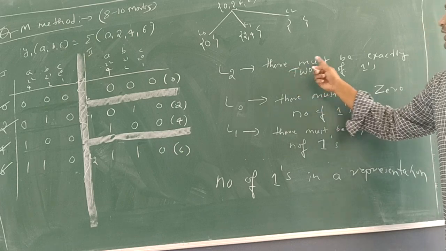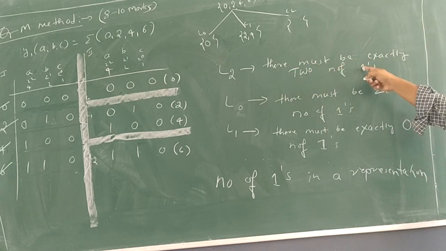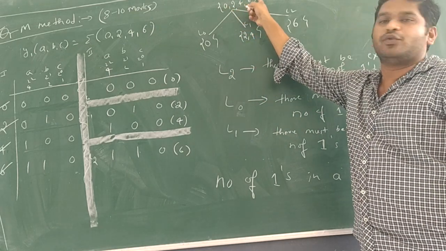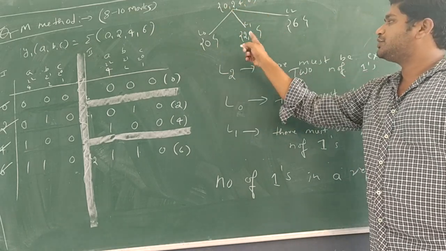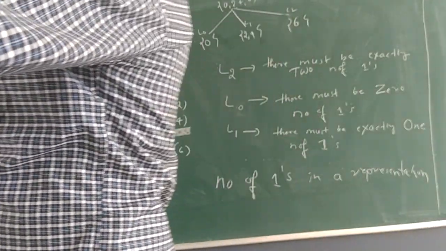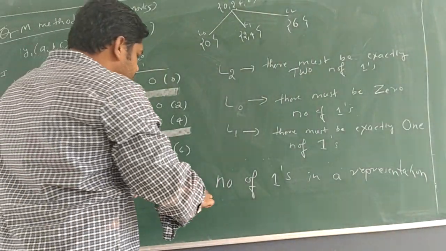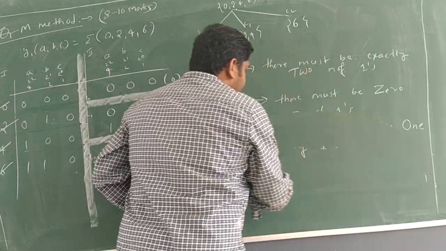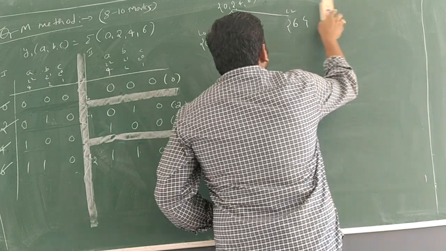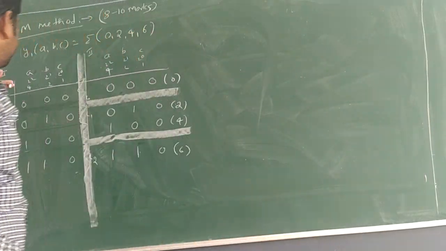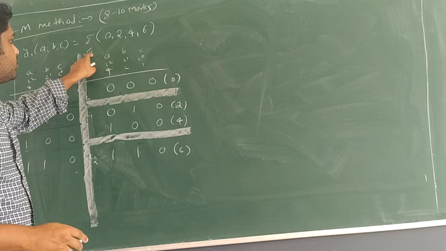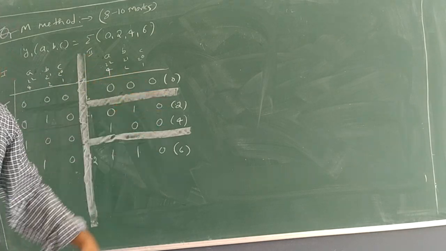Definition of L2: there must be exactly 2 number of ones. L2 is 6. See, 0, 2, 4, 6 are divided into 0 separate, 2, 4 separate, 6 separate. We got 3 different sets. So in step 1, we will write the given numbers in increasing order. In step 2, we will write them in different groups.